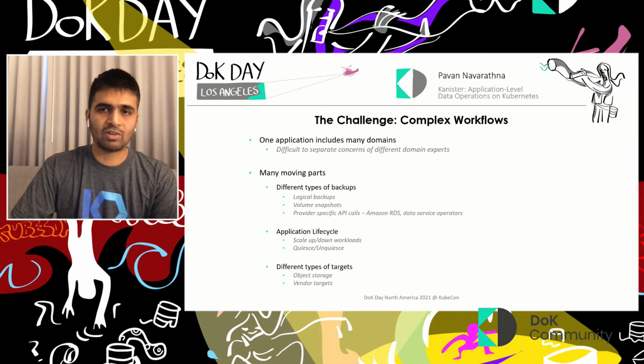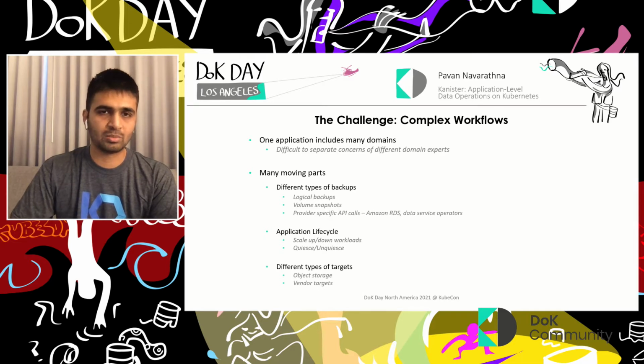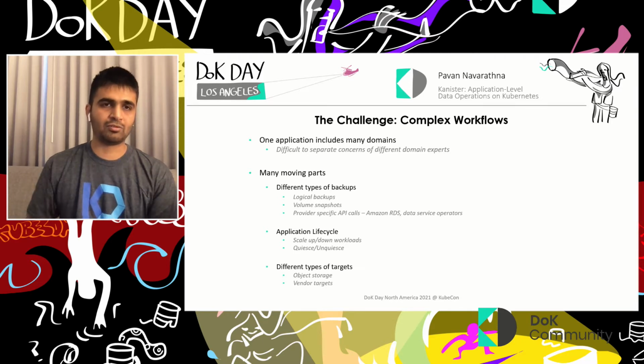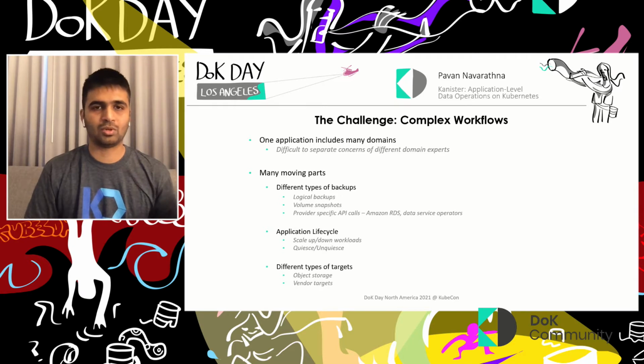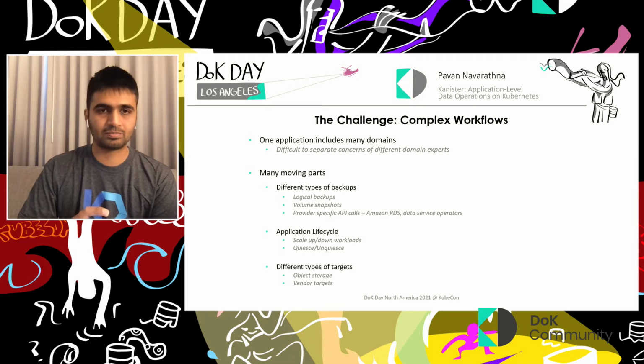So cloud native applications in general, they use different components, right? They could use different data services, or they could use different storage technologies in the same application. Each of these components can have different domain experts: the Kubernetes administrator, and then you have the app developer itself. And if you are using any databases, then you have database administrators. And all these experts have their own requirements for data protection, and it's pretty difficult to separate these concerns.